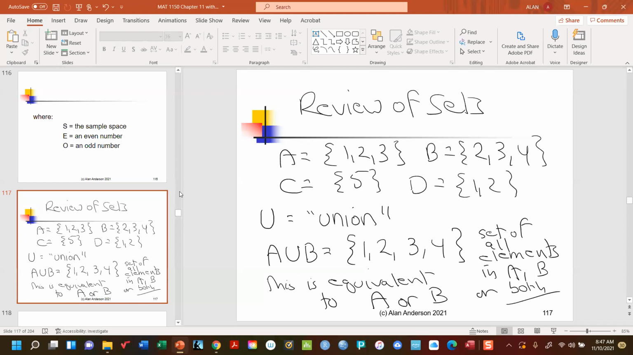Now, you may have seen this. Some books use, instead of the union symbol, the word or, because logically it means the same thing. A union B is a set of all elements that belong in either A or B, or possibly both. So we often see unions being used in set theory. And again, all it really means is you're bringing the sets together.